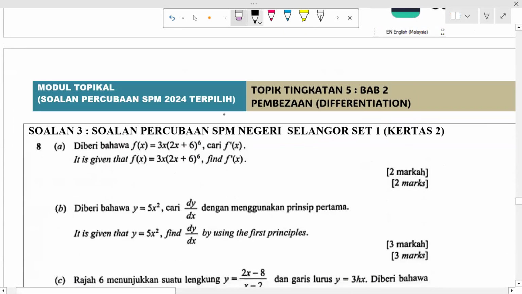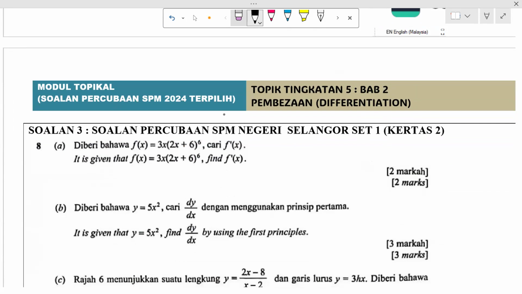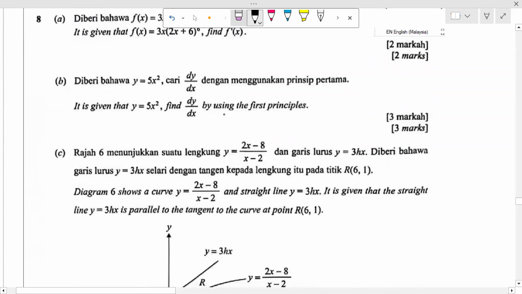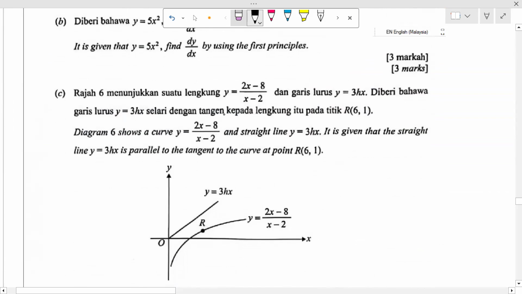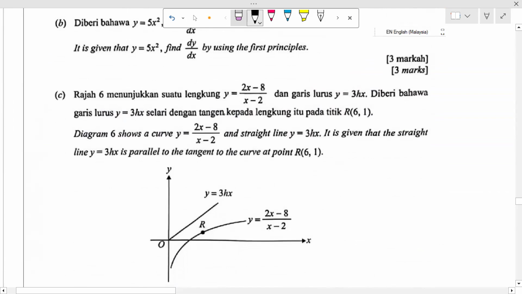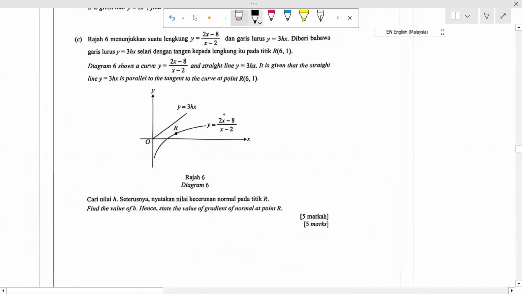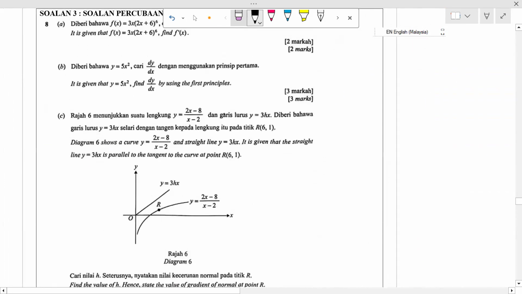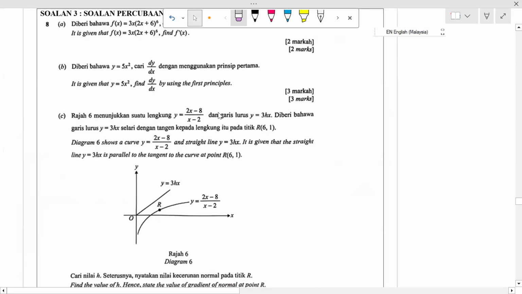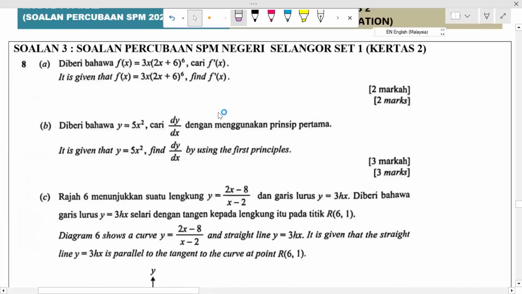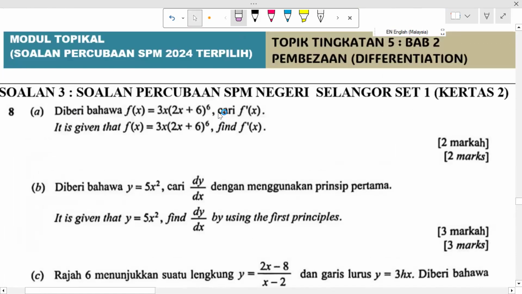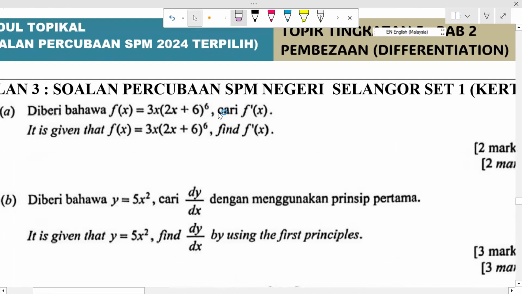Erase that one first. Let me check this one first. Given that this equals to this, find this. Okay. Given that this equals to this, find the first principle. And then it shows this and the straight line. Given that this is parallel to the tangent to the curve at this point, find the h. Okay, this one you can do. This one you can do. Do A and B first. Okay, 5 minutes.